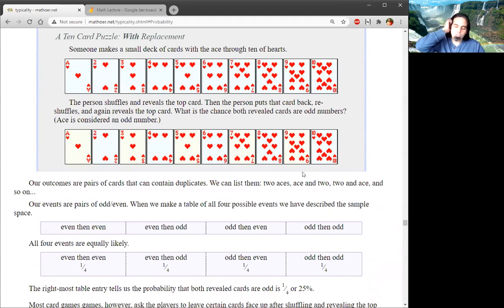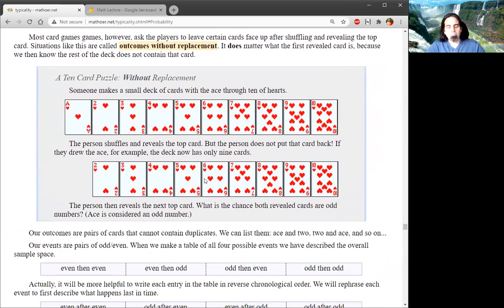Okay, now is where it gets annoying in a kind of hurt your brain way. Most card games, however, ask the players to leave certain cards face up after shuffling and revealing the top card. You don't take cards out only one at a time and shuffle each time. So the official name for that is outcomes without replacement. We are not replacing the first card we set down on the table face up. It does matter what that is, because then we know the rest of the deck doesn't have that card anymore. This is a different situation, very slightly different, but different.